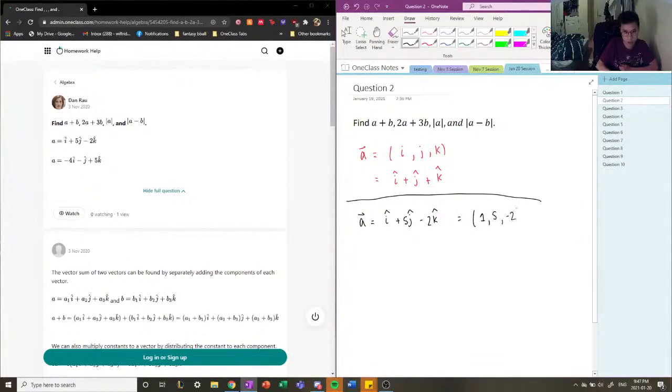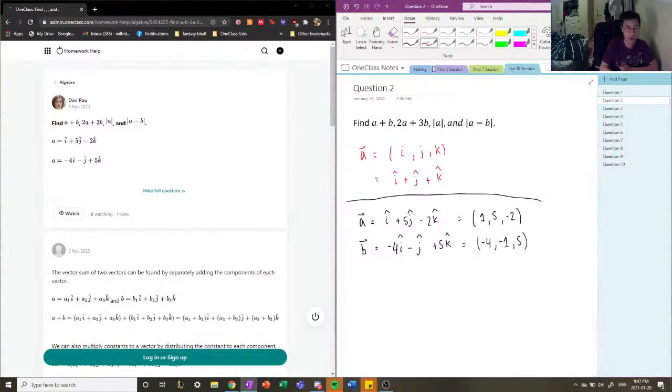Our second vector, vector B, likewise is going to be negative 4 units in the i direction, negative 1 unit in the j direction, and 5 units in the k direction. These units are unspecified unless you want to specify them in a different way. And in the coordinate system, they're going to be negative 4, negative 1, and 5.